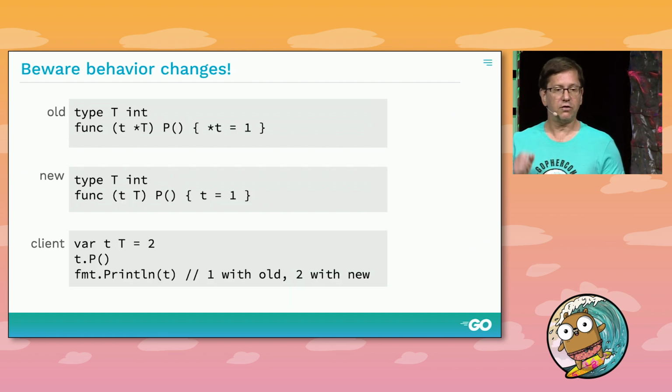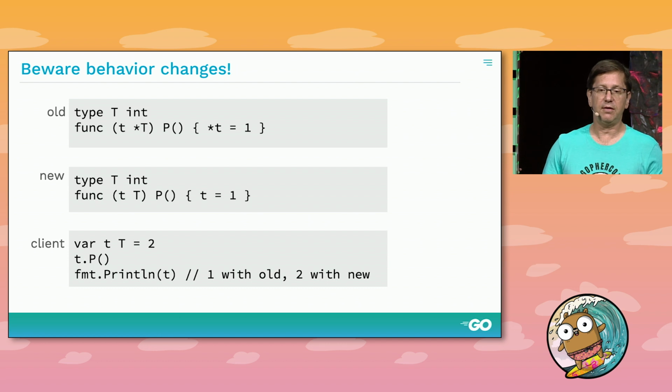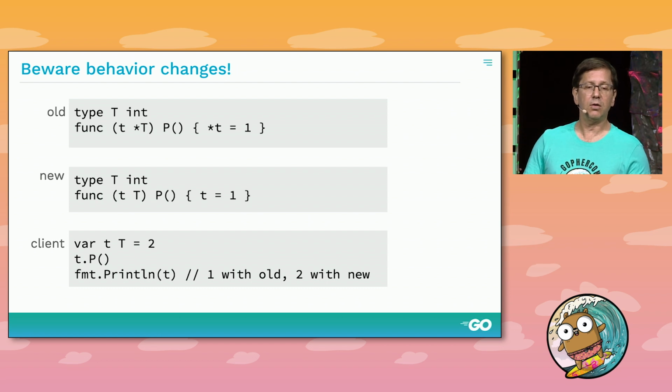But don't just go around changing pointer methods to value methods. Yes, that will compile, but will it work? Here the client code compiles with both the old and new methods, but only the old method actually changes the receiver. My tool won't detect this change because it's a change in behavior.